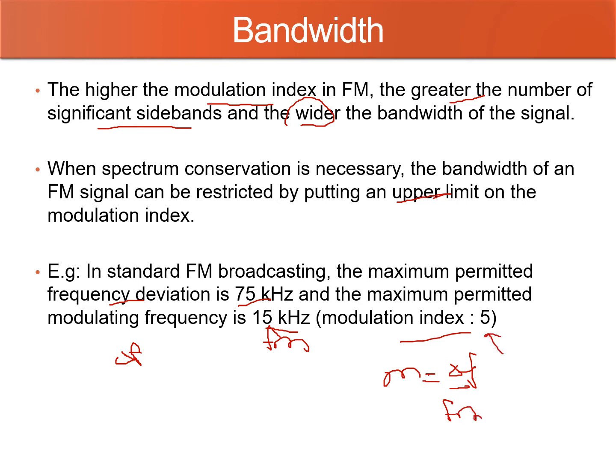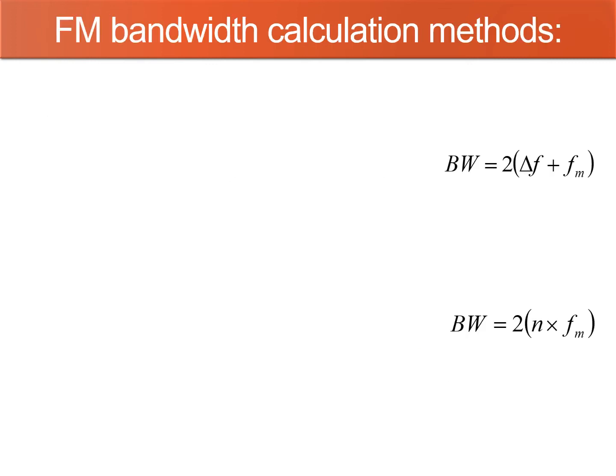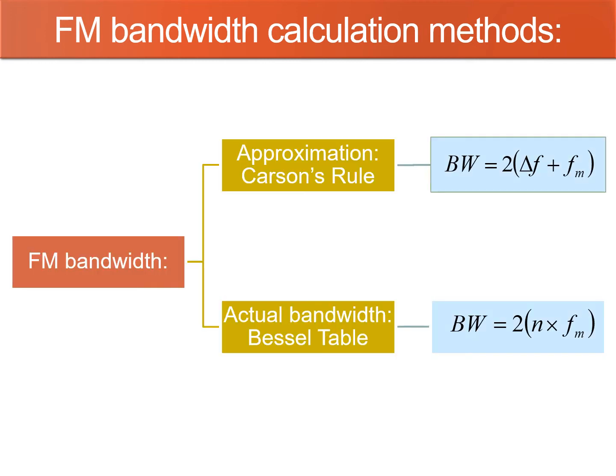So next, how do we determine the bandwidth? We have two methods to calculate the bandwidth. The first one is the approximation, Carson's rule: bandwidth equals 2 in bracket delta F plus FM. And the other one is the actual bandwidth, which uses the Bessel table: bandwidth is equal to 2 N FM, where N is the number of sidebands.